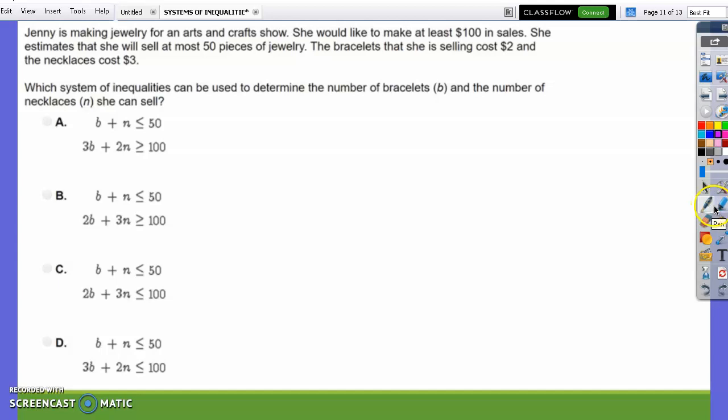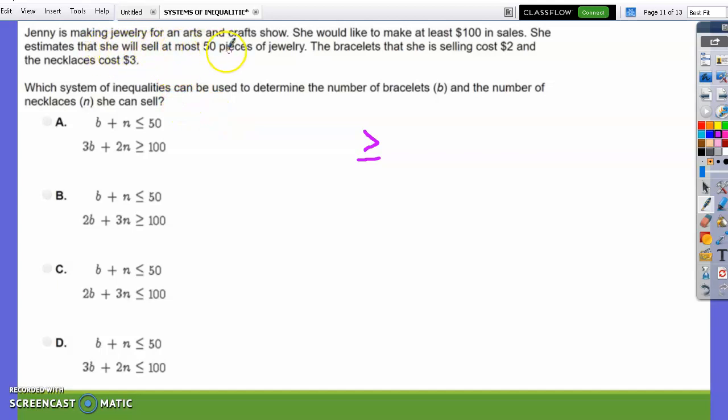Where did that go? Is going to be greater than or equal to. Okay.